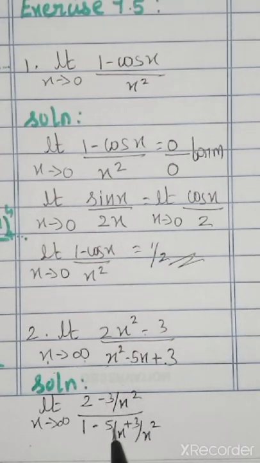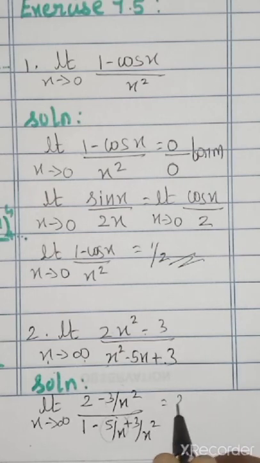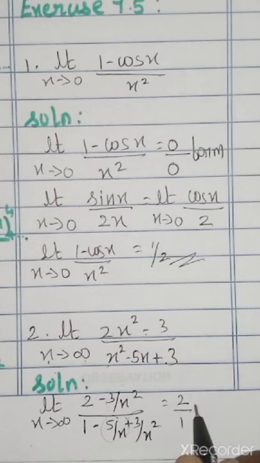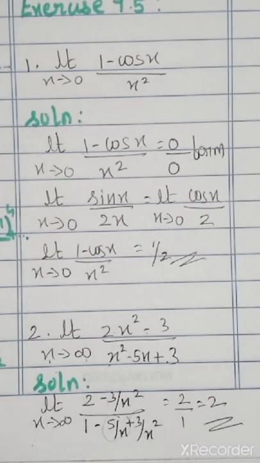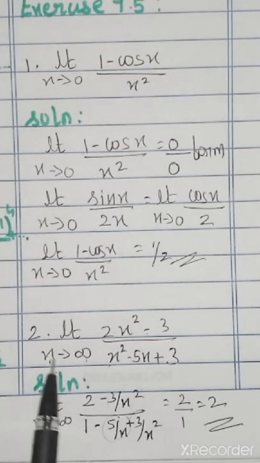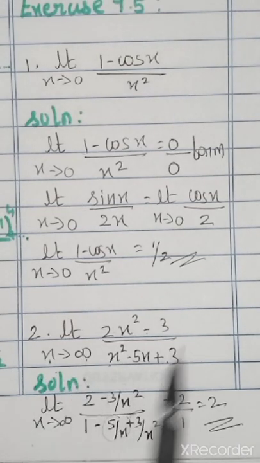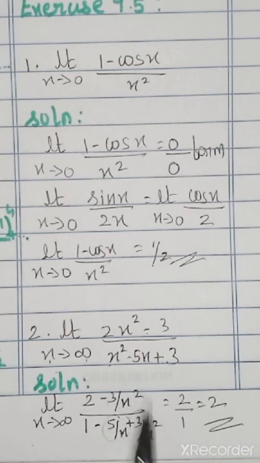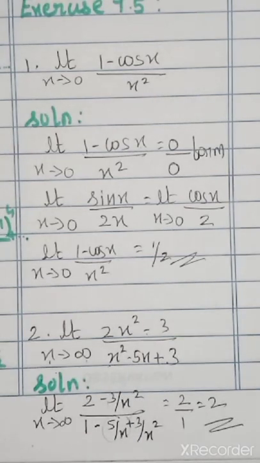So, this term will become 0, this term will become 0, this term will become 0. That is, you will get 2 by 1, which is equal to 2, your final answer. So if x tends to infinity, what you have to do? You have to divide by that variable so that you will get the answer.